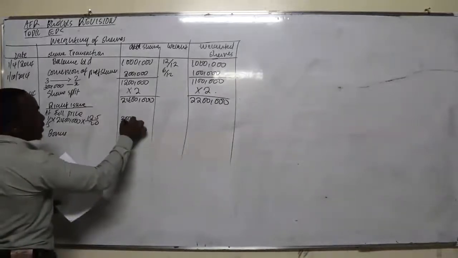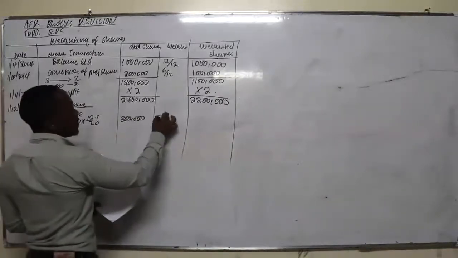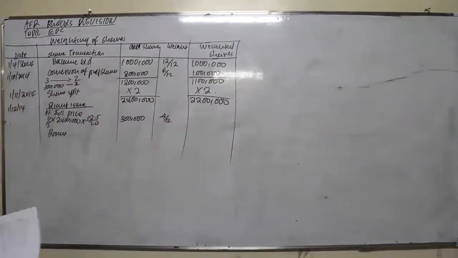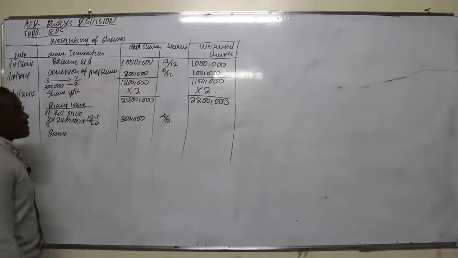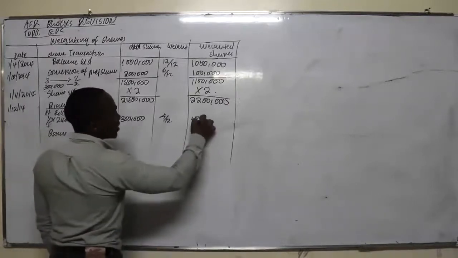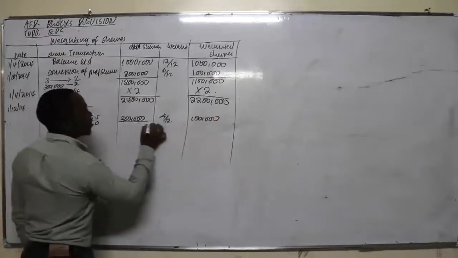300. Then you wait. How many months to the end of the year? 4 over 12. It was on 1st December. What do you get? That is 100. Then after every share transaction, you sum up.